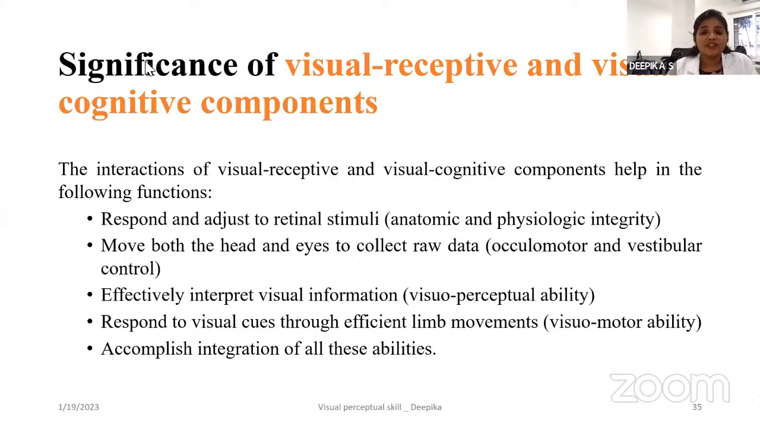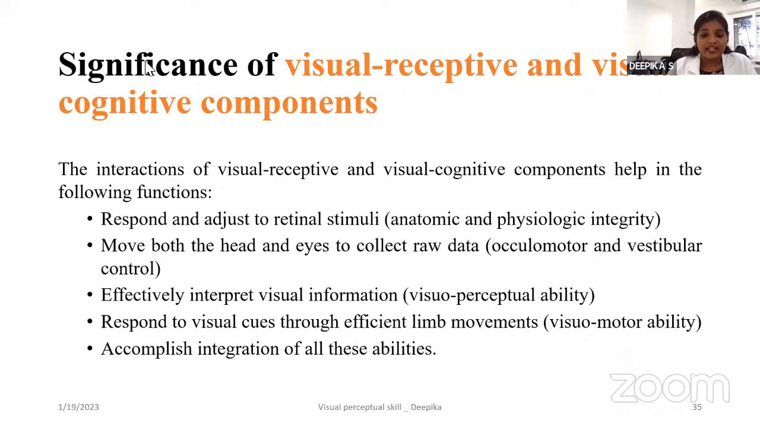The significance of visual receptive and visual cognitive components. The interactions of visual receptive and visual cognitive components help in the following functions. Respond and adjust to the retinal stimuli, that is anatomic and physiologic integrity.